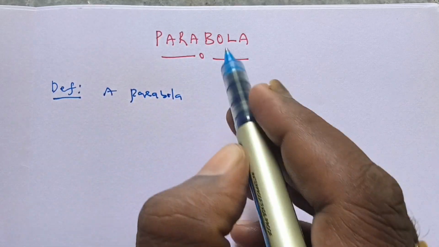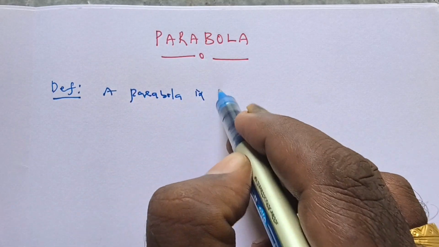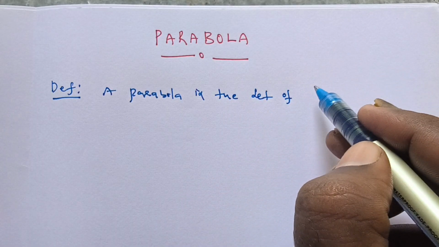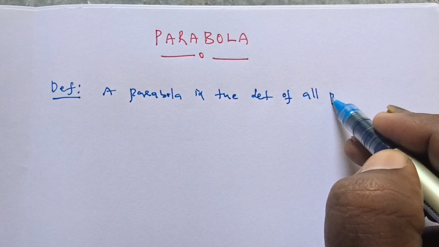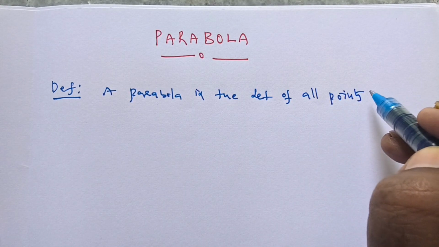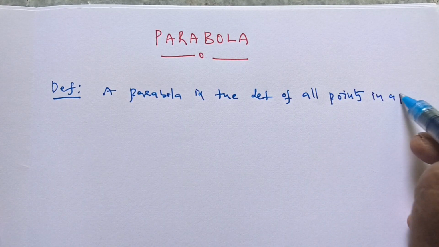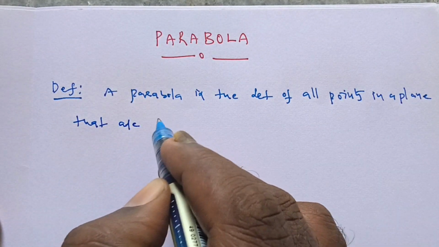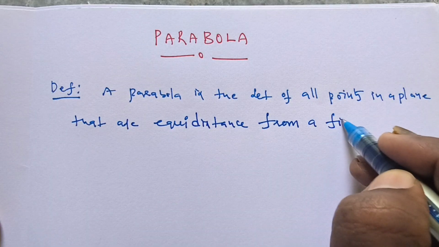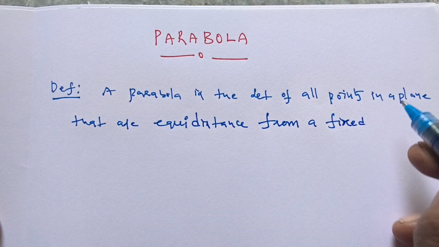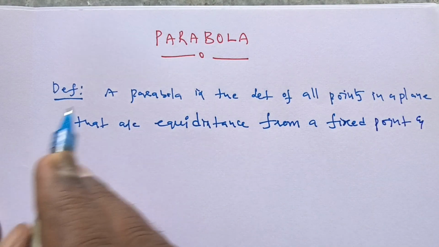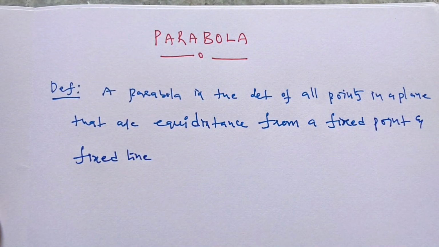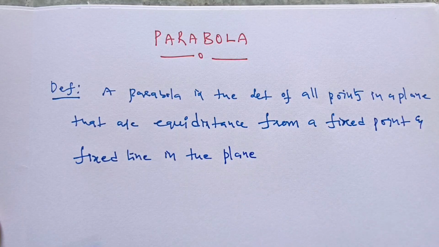A parabola is the set of all points in a plane that are equidistant from a fixed point and a fixed line in the plane.